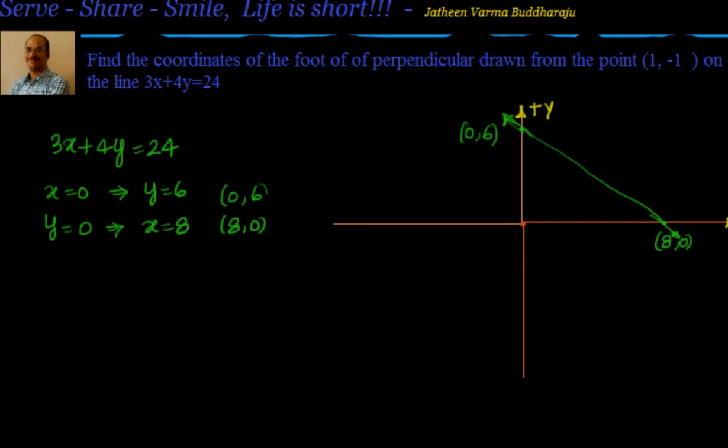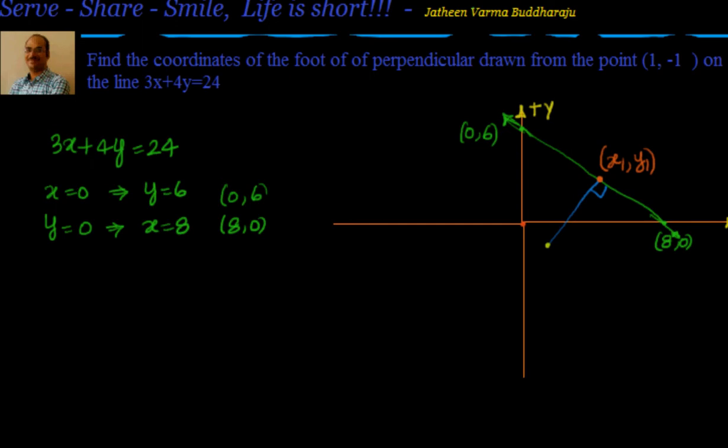Now find the coordinates of the foot of the perpendicular drawn from the point (1, minus 1). So let us see where is (1, minus 1). Somewhere here it will be. Okay, this is the point (1, minus 1). From there I have to draw a perpendicular. So let me just draw a perpendicular. Now what they are asking me is to find the coordinates of this particular point, which is nothing but (x1, y1).